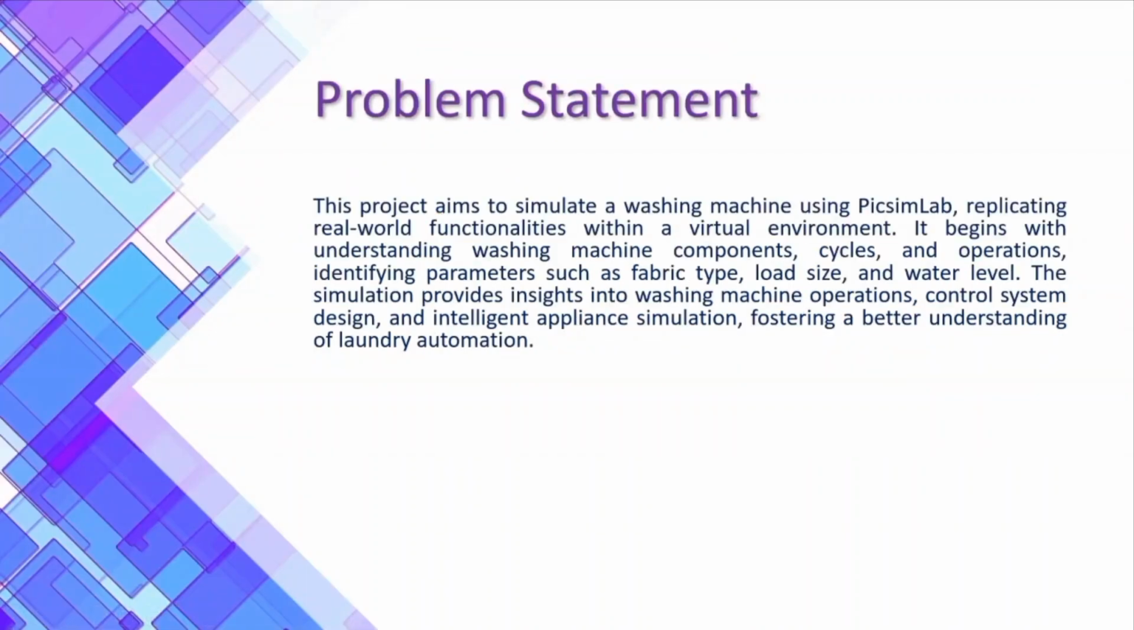I'm Pratik Shinde. I'm going to tell you about the problem statement and functional requirements of our project. So this project simulates a washing machine in PICSimLab and replicates real-world functions visually. It explores washing machine components, cycles, and operations considering factors like fabric type, load size, and water level. Through simulation, it provides insights into washing machine operations, control system design and intelligent appearance simulation, enhancing understanding of laundry automation.